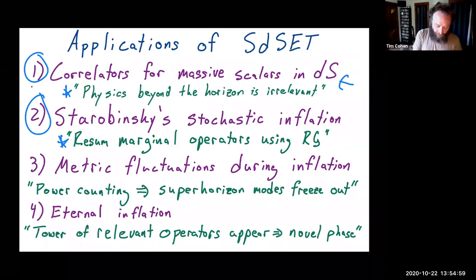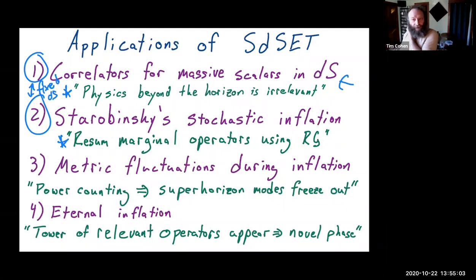Then, so both of these cases were in fixed de Sitter. And so we also investigated some applications when gravity becomes dynamical. So that's 3 and 4 here. So with 3, we can also apply this to understand metric fluctuations during inflation, right? So that's the application that pertains to the cartoon I was talking about at the beginning of the talk, right? The story we all learn about modes freezing out outside the horizon.